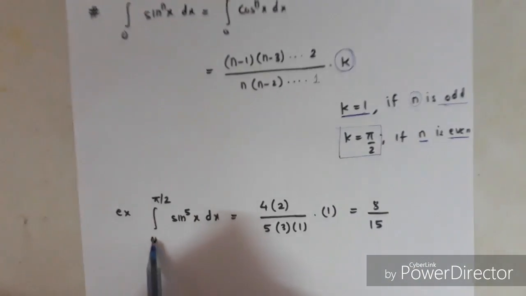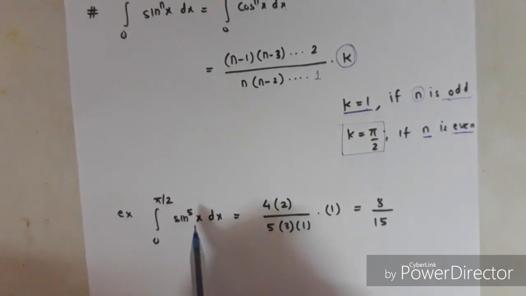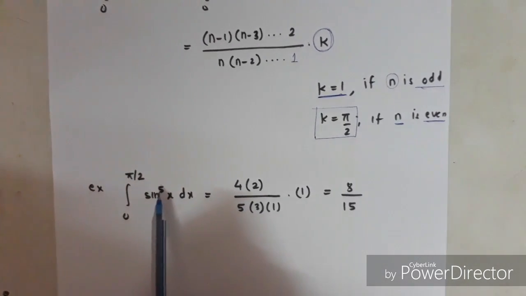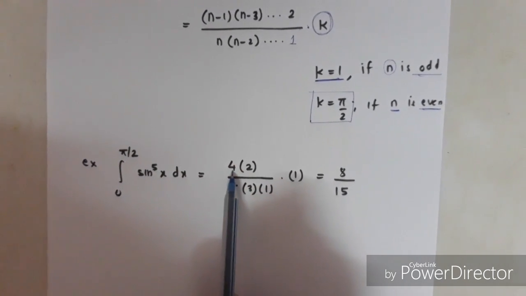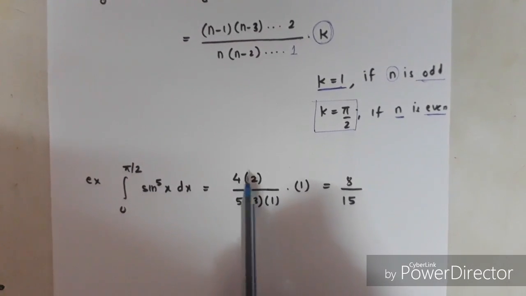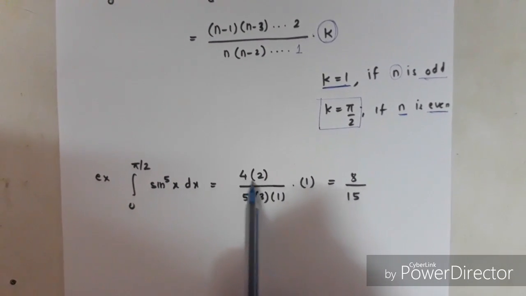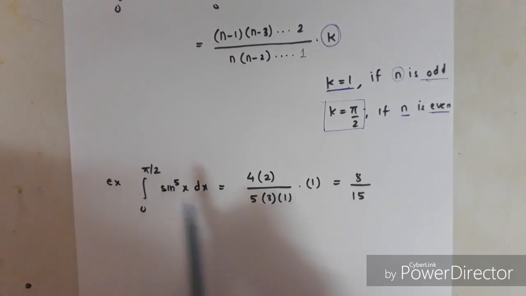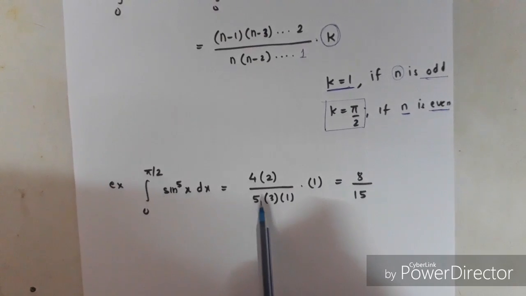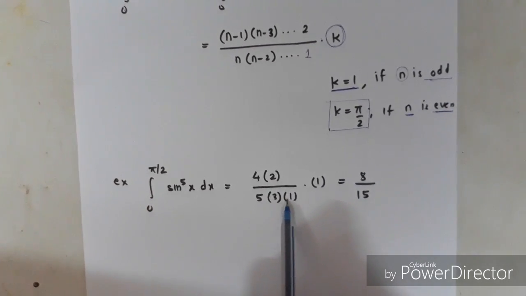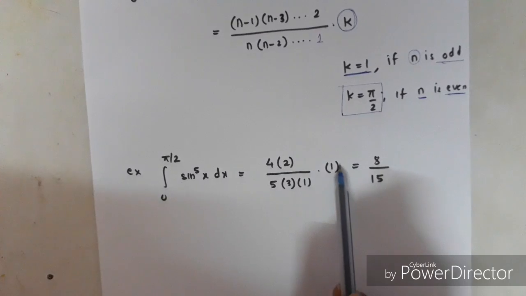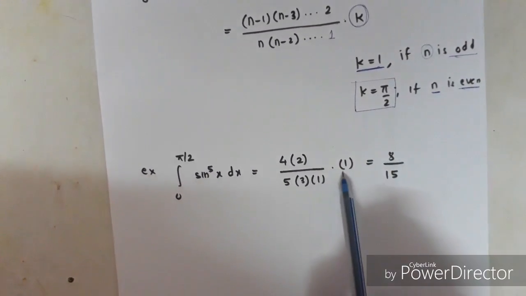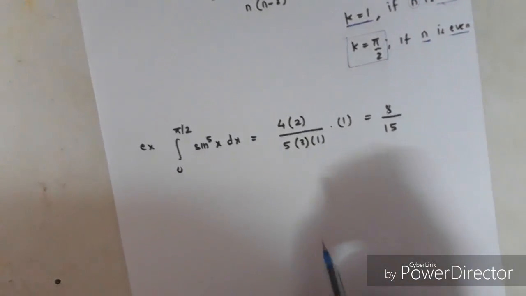Let's take an example, integral 0 to pi by 2 sine raised to 5 x. Here the power is odd. So what we do, start with one less power. So 1 less than 5, it is 4. Decrease by 2. So we reach 2, so we stop here. That becomes numerator. Divide by, in denominator we start with the same power, that is 5. Decrease by 2, it becomes 3. Decrease by 2, it becomes 1. Into k, in place of k I am writing 1 because this power is odd power. So answer is 8 by 15.